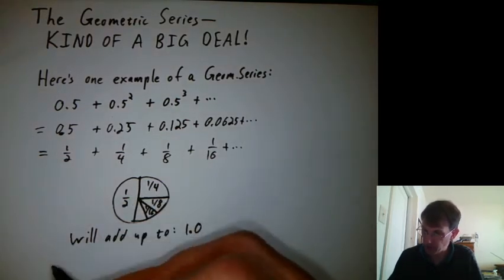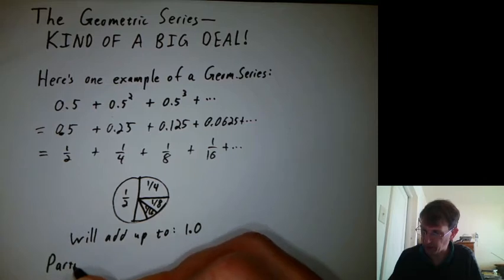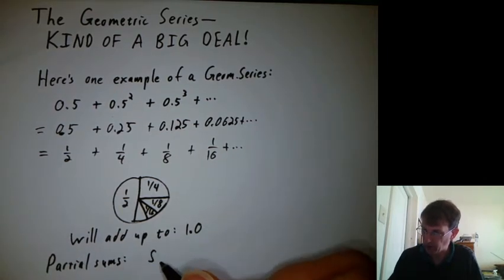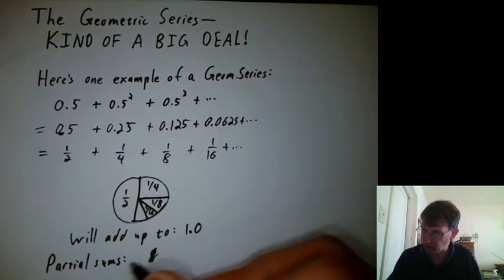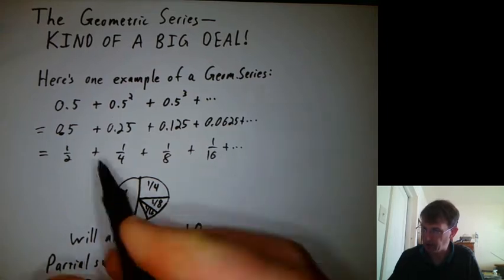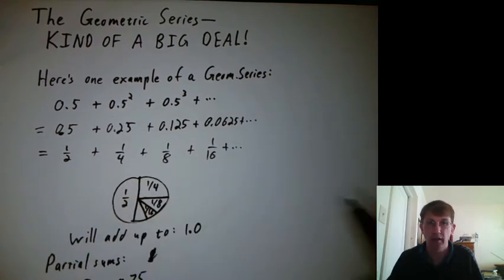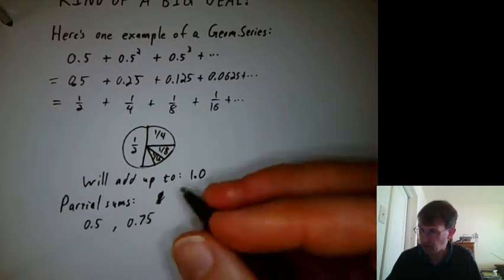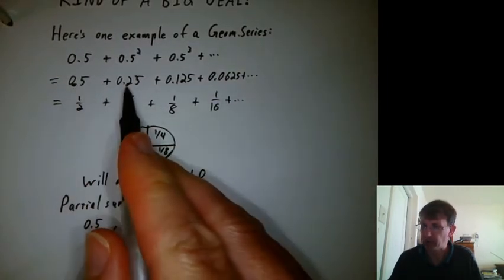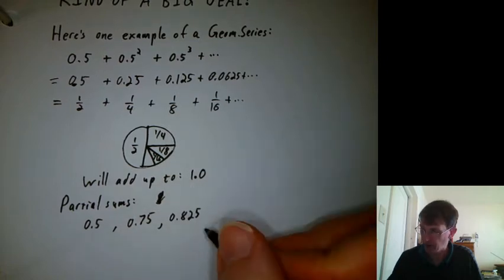What are the partial sums? Let's take a look at that real quick. So S, well, let's just say it's 0.5 and then 0.75, a half plus a fourth, and then 0.875, a half plus a fourth plus an eighth, etc.